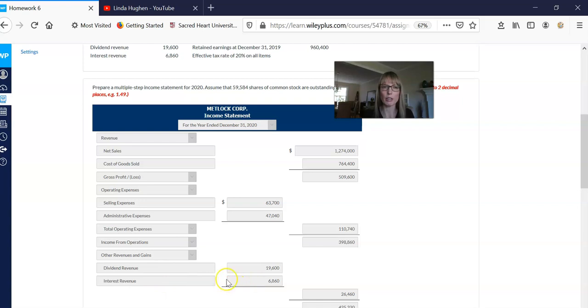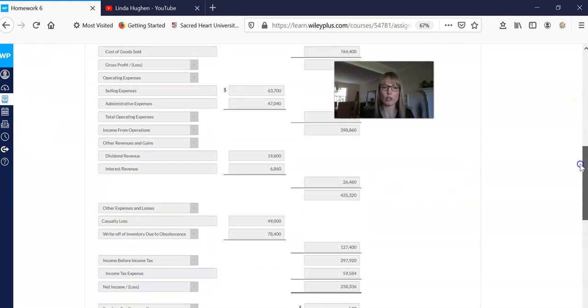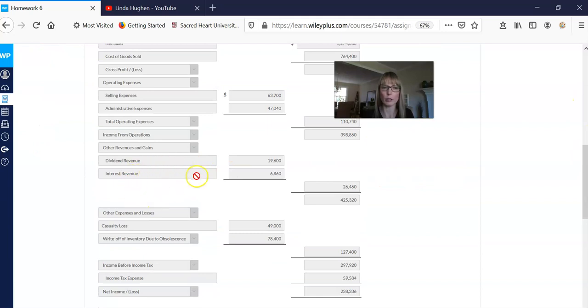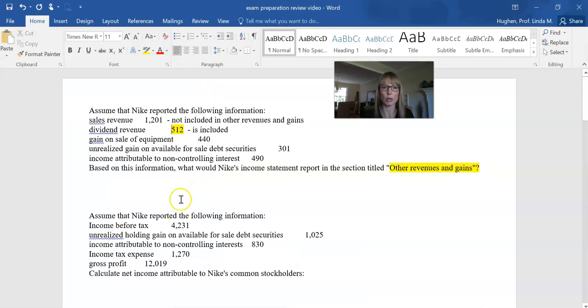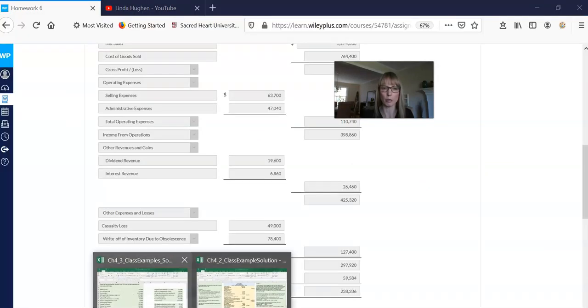But we need to keep in mind that this is related to one company. Dividend and interest revenue are not the only items that can affect other revenues. We don't see interest revenue here in this problem, so we need to think about what else can go in this other revenues and gains section. So we can look through other homework problems and other class problems.